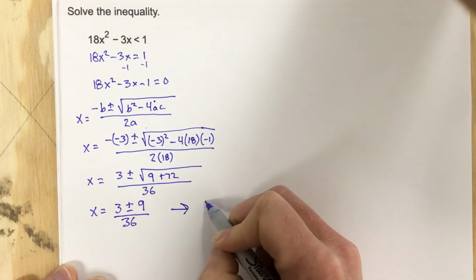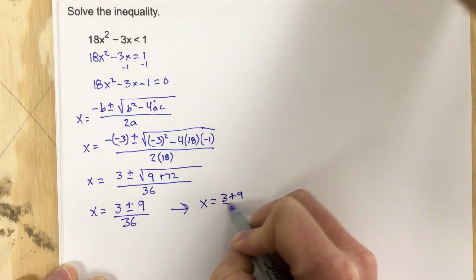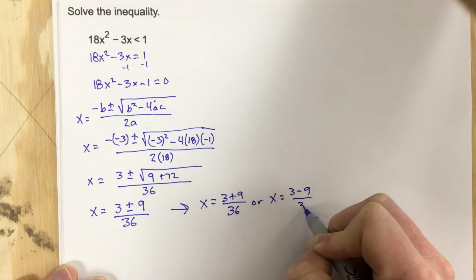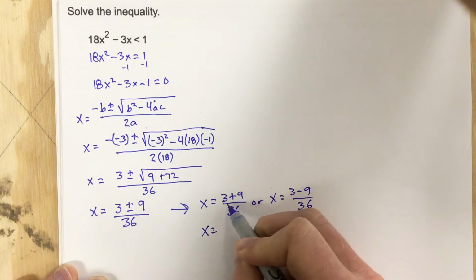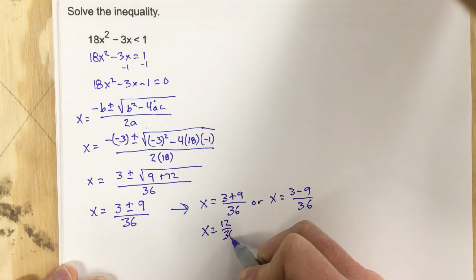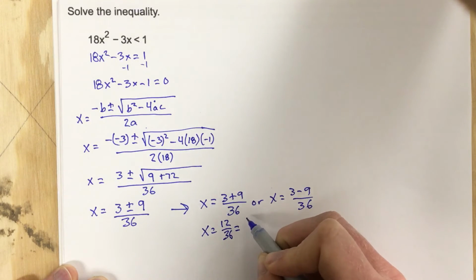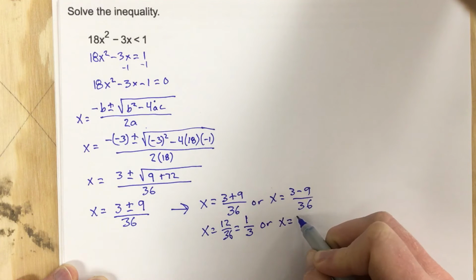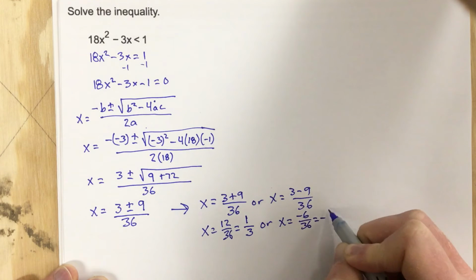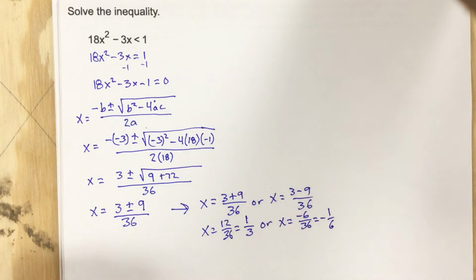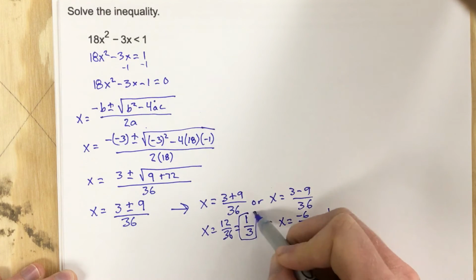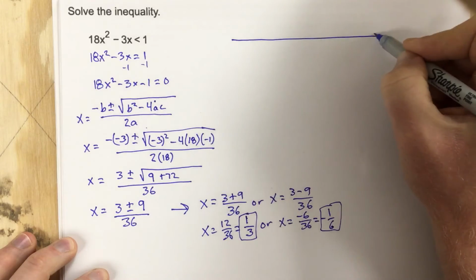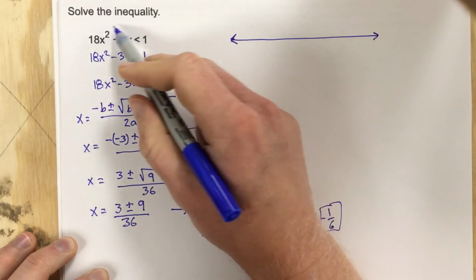So that means x equals 3 plus 9 over 36, or x equals 3 minus 9 over 36. So x equals 12 over 36, which is 1/3, or x equals negative 6 over 36, which is negative 1/6. Okay, we found our two roots. I'm just going to circle these so we know that these are the two roots. These are not the solutions yet. We need to draw the number line, and that's where we come back to this inequality.